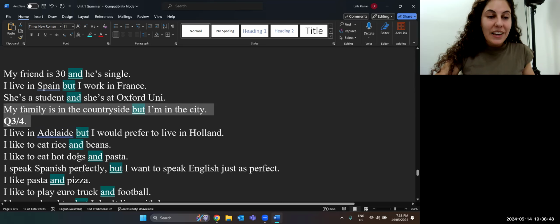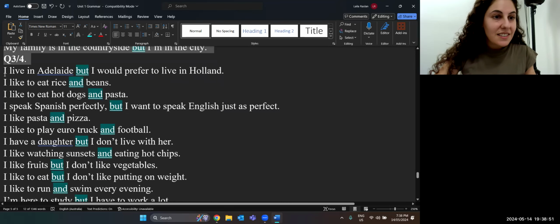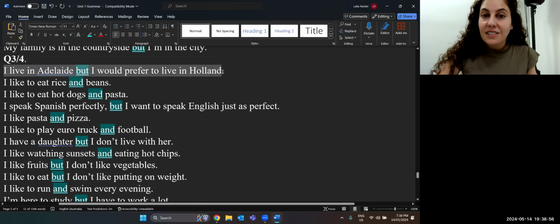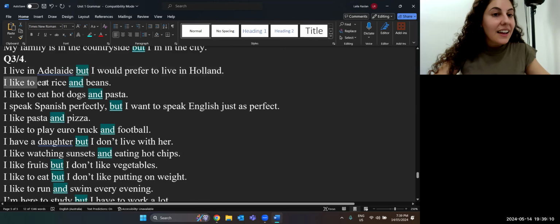Okay, so just some more examples with these conjunctions. I live in Adelaide, but I would prefer to live in Holland. Okay, or Paris. So just because I live here, but saying, but I wish I lived somewhere else. I like to eat rice and beans. So I'm adding more information of the same noun. Rice, beans, potatoes, and cucumbers.